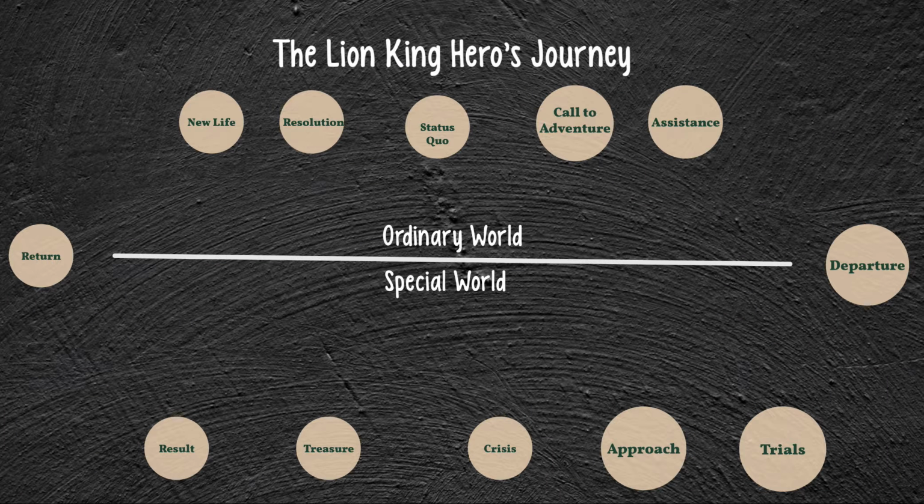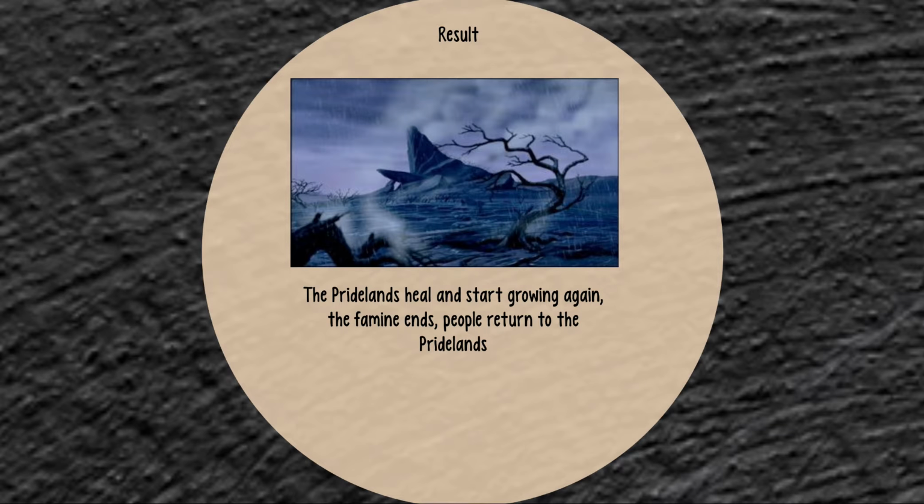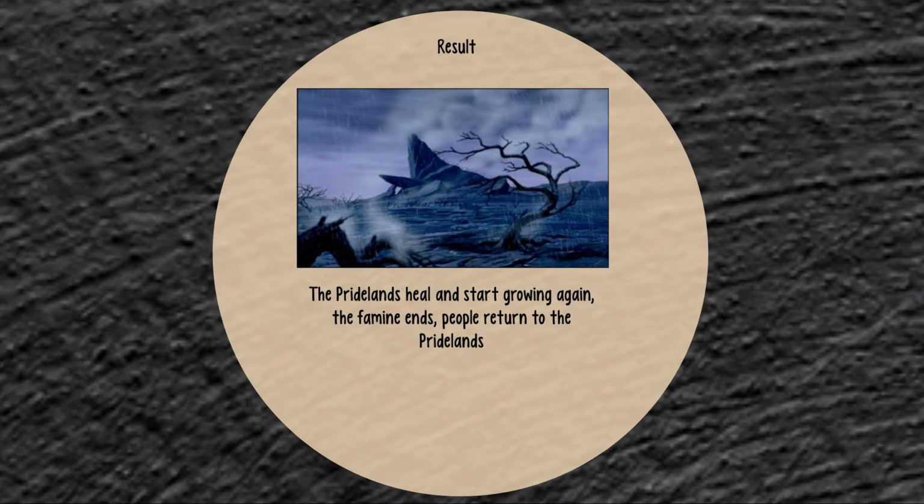And there's a result. The crisis happens, and because it happens, the hero gets a treasure, but there's also a result. Something has changed, something new has come out of that, and that is that the Pride Lands heal. Before this, we see them on fire, and there's a bunch of bones, and everything's dead. And then after Simba defeats Scar, a rain comes down, and it washes all the dry bones out of the Pride Lands and puts out the fires. Now it's ready for new life, leaves are coming back and growing, and you see live animals coming back to the Pride Lands, so it ends the famine, and it just heals the land. That's the result.